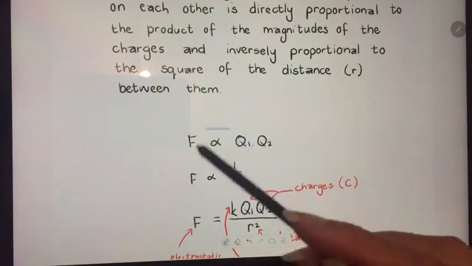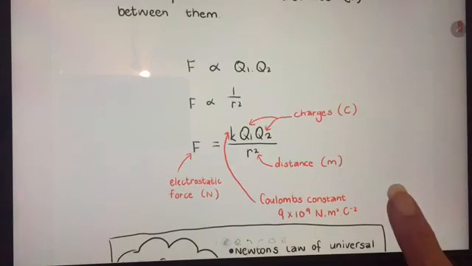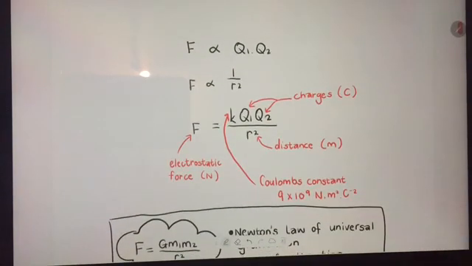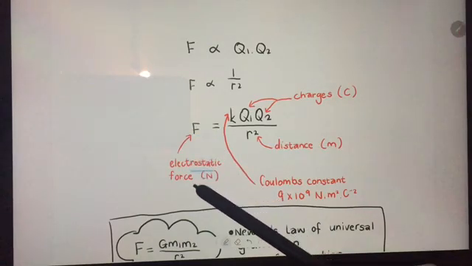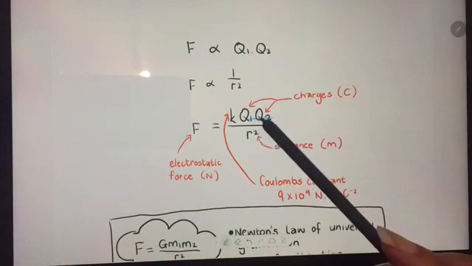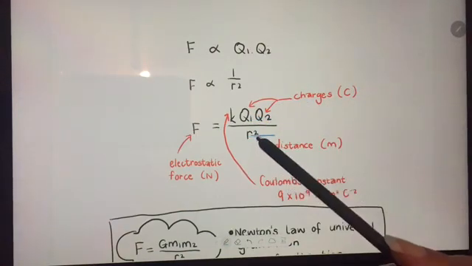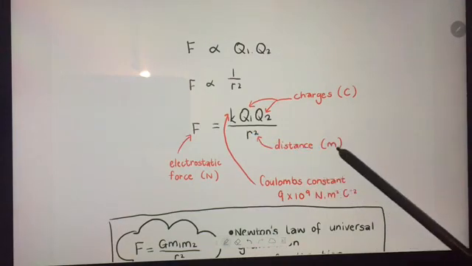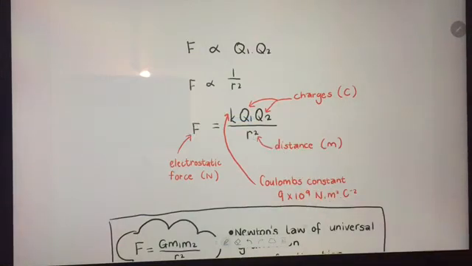proportional. So if I take those two relationships and I add them together, the formula for Coulomb's law ends up looking like this. So F is electrostatic force, which is measured in newtons. Q1 and Q2, those are the charges. They must be measured in coulombs. R is the distance between the charges, and that must be in meters. And K is Coulomb's constant, which is equal to 9 times 10 to the power of 9, and this value will appear on your data sheet.